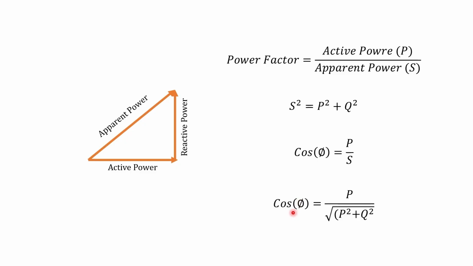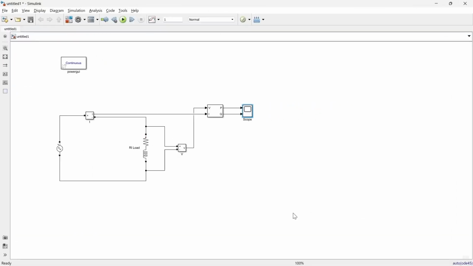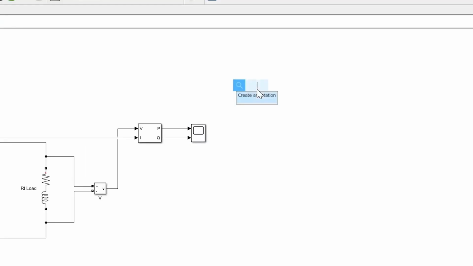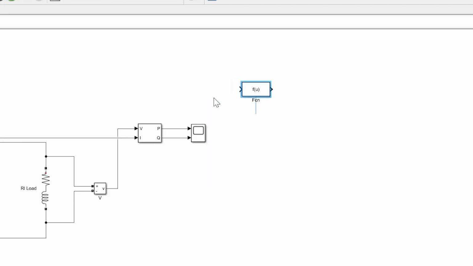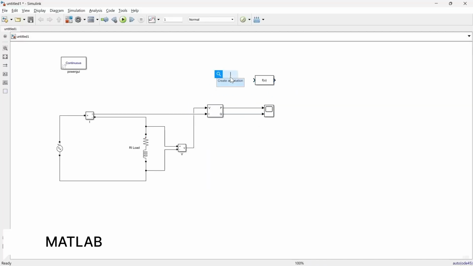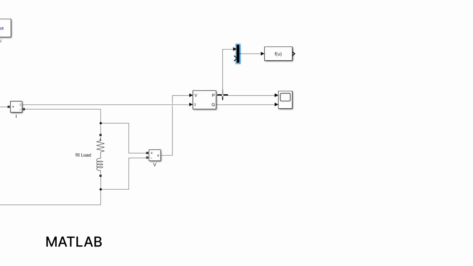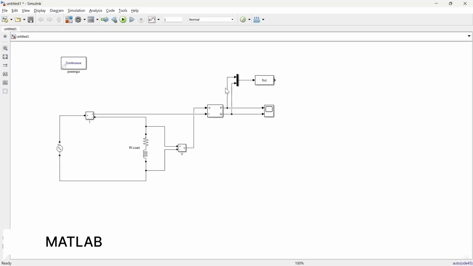So now let's jump back to the simulation. So are you enjoying the simulation journey so far? Now we are going to use one block which is named FCN. Basically that is function. So we'll take this FCN block. Now we'll take one mux. We'll connect this P and we'll connect this Q. So we are combining two signals and giving this to this FCN. Now we'll open this FCN.